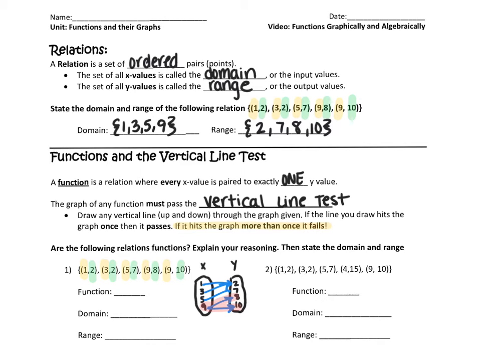So the question is, is this a function? And the answer is no, because every x value is not paired with exactly one y. And the domain and range is literally, because this is the exact same example as before, I'm just going to copy what the domain is and what the range is. It's all of the x values for the domain, so 1, 3, 5, and 9.